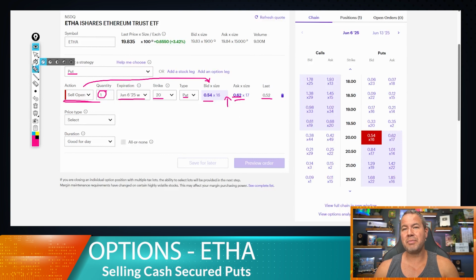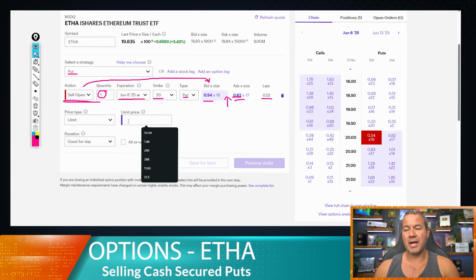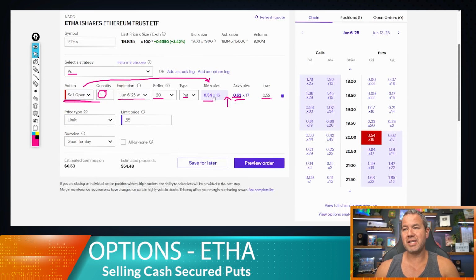Now, when I'm setting up this put, I'm going to select a limit. And like I said, you can try to go for 55 cents and hope that it fills, or you could sell it right away at 54 cents. If I have a little bit of time, I'll put 57 cents somewhere in the middle, watch it for a couple hours and see if it fills. And all I would do is hit preview order and then confirm, and that would go through. And that's how we sell a put.